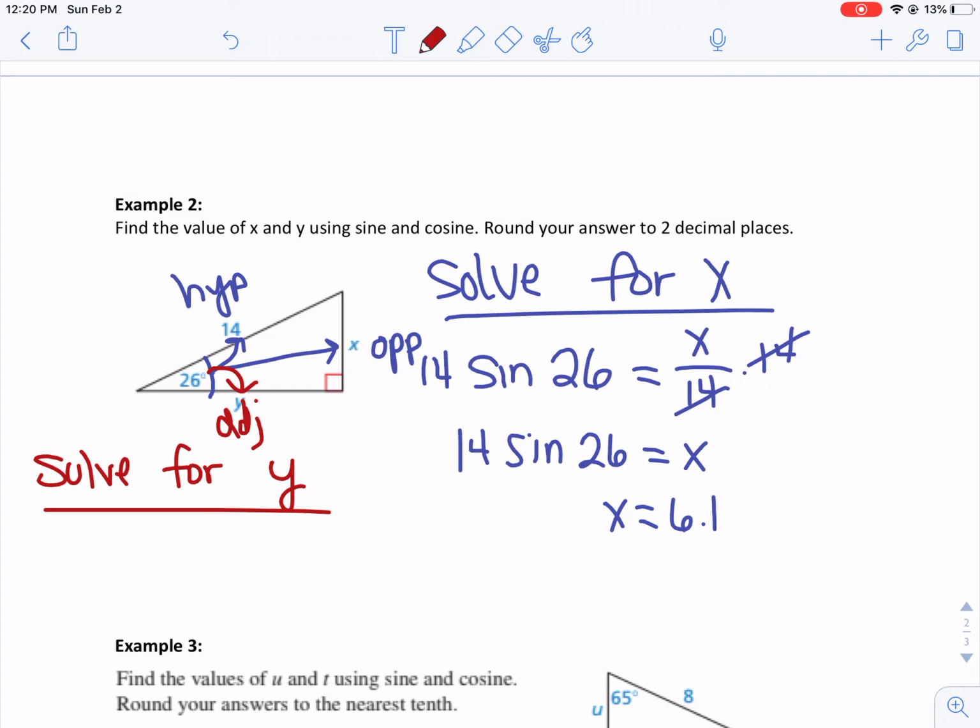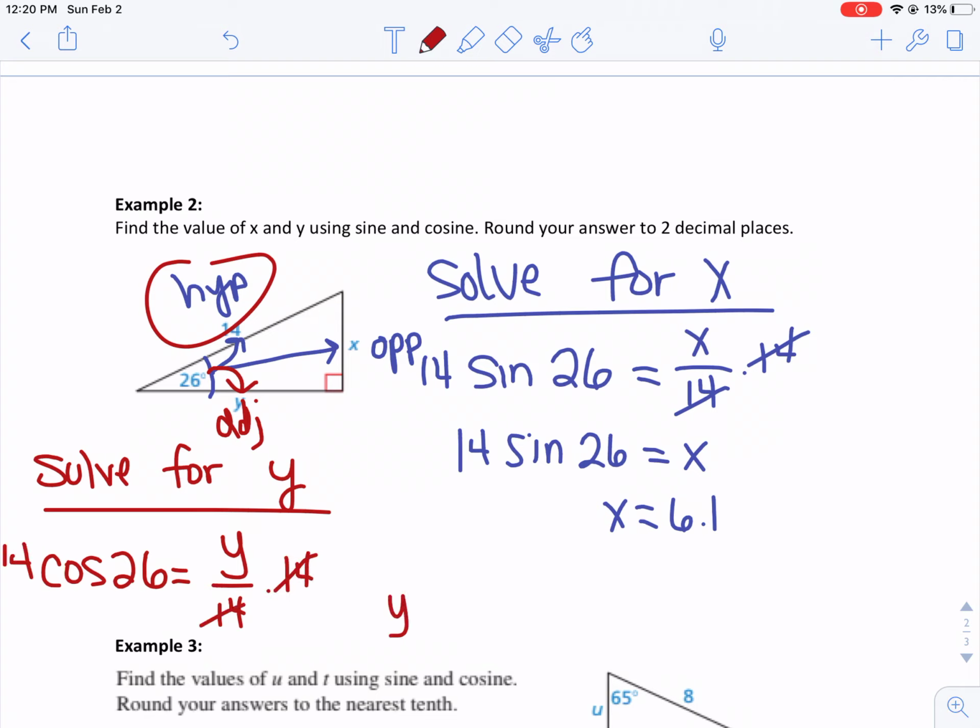So we're going to go adjacent over what we were given, which was your hypotenuse. So that means we're going to be using cosine. So cosine of 26 is the adjacent side, which is y, over the hypotenuse value, which is 14. So to solve, we're going to multiply both sides by 14. So y is 14 cosine of 26. Type that in your calculator, 14 times cosine of 26, and you should get 12.6 approximately.